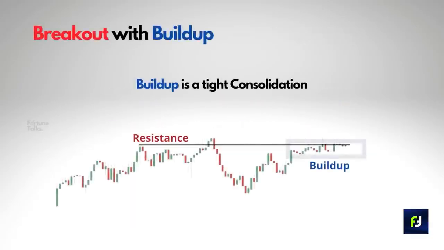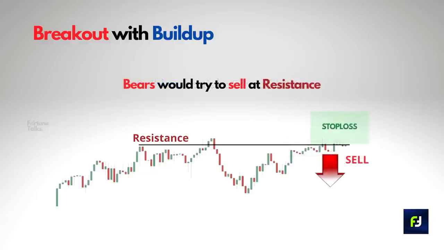Now, build-up is basically a congestion or consolidation or a tight range near an area of value. You can think of a build-up along these lines. A lot of traders will look at the prices consolidating at the resistance. These traders go short at the resistance or somewhere in the middle of the range and they will place their stop loss above the resistance. That's what they will do because at the resistance it makes sense to go short.